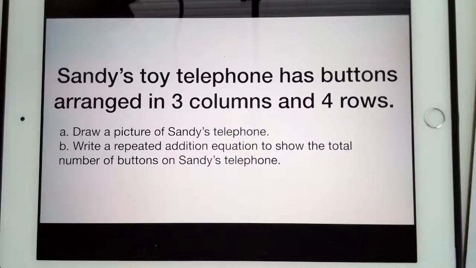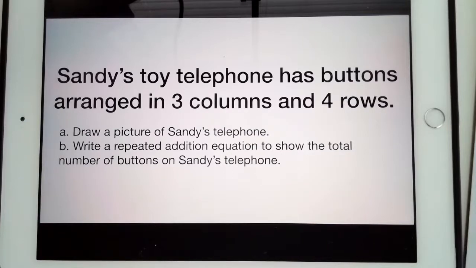Hi friends, this is the application problem from Eureka Module 6, Lesson 10. First I'm going to read it and then just pause the video to give yourself time to work it out, and when you're ready for me to go over it, you can press play.